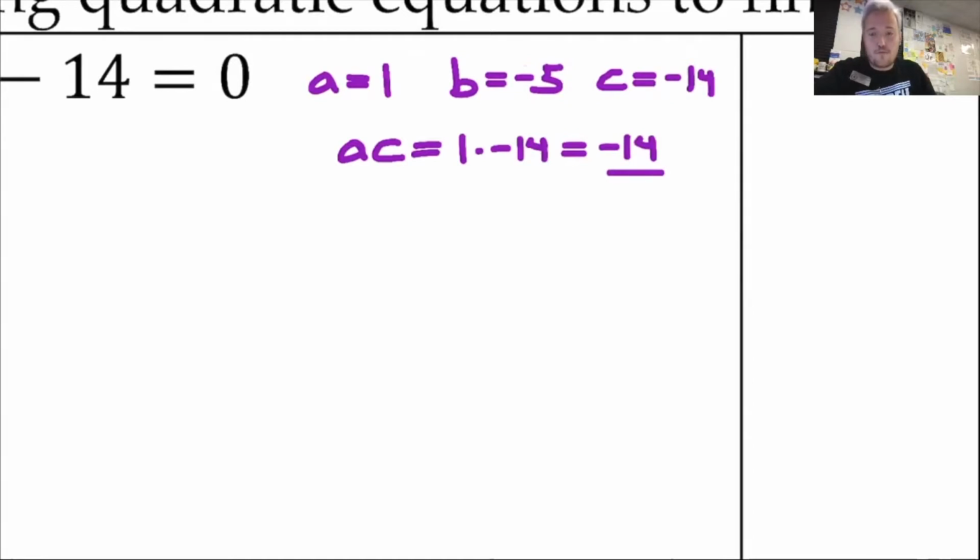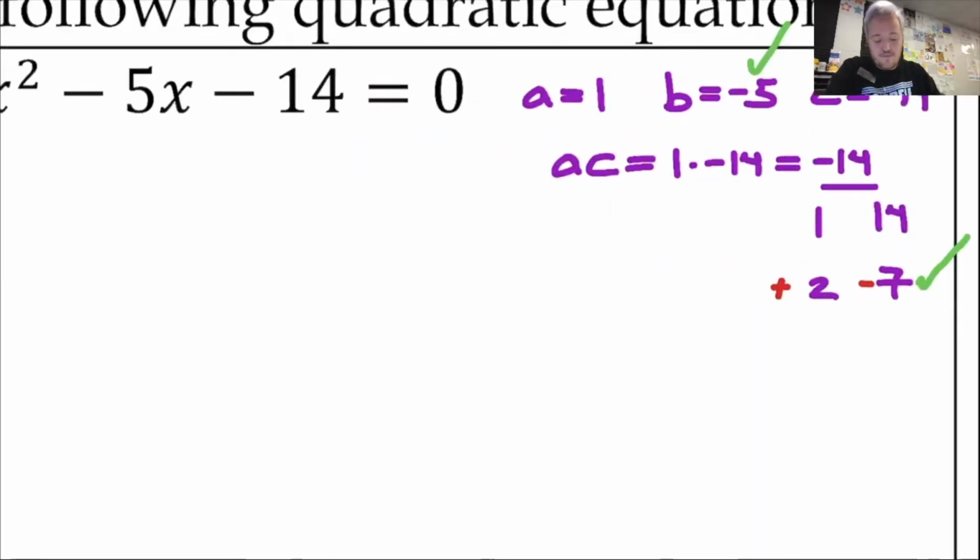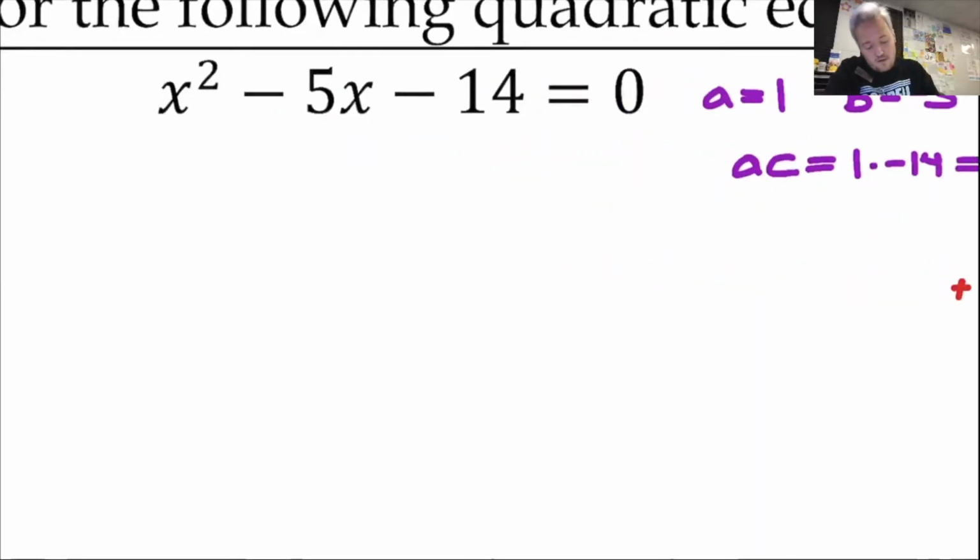Now remember, we want the factors to add up to your B value. So our factors of 14, we're going to have 1 and 14, and 2 and 7. So in order to get these to add up to a negative 5, we want a negative 7 and a positive 2. So negative 7 and a positive 2 are going to match negative 5. So those are the factors I'm going to use to split the middle. All right, so down here, that negative 5 is going to split.